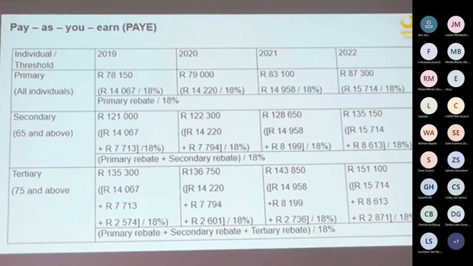Yes, Bernard, you are exactly correct. If you are below the age of 65 and you earn up to 87,300 rand, you don't pay any tax. No tax. But remember, it's not always 87,300. It was 83,100 in 2021 and 79,000 in 2020 and 78,150 in 2019. And in 2023, it's more than 87,300 and so on. It will always go up because the Receiver mostly favors the taxpayer. It won't go down from 87,300 to 83,100 again.